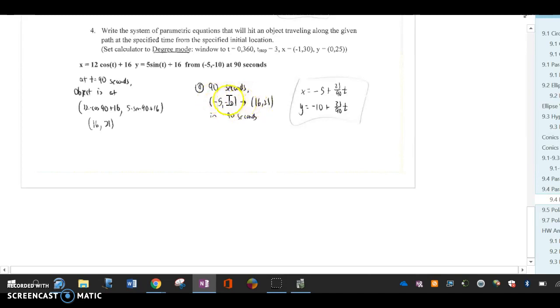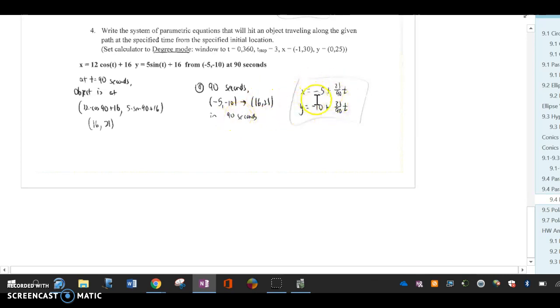So x equals -5 plus, then the change in x, it's increasing by 21. We have to do 21 over 90 because we want it to happen in 90 seconds, not just in 1 second. And the y is starting at -10. It's increasing by 31, so it's -10 plus 31 over 90t because we want it to happen in 90 seconds.